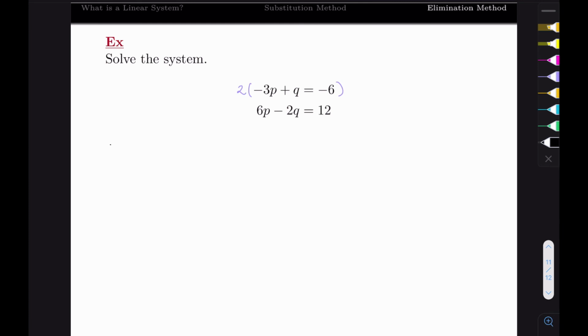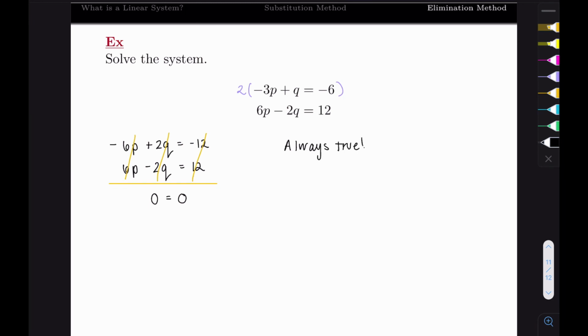So rewriting our system, our new first equation is negative 6p plus 2q equals negative 12. And then we have positive 6p minus 2q equals positive 12. And now if we go ahead and add these together, the p's cancel, but also the q's and also the negative 12s. So you end up with nothing on the left-hand side and nothing on the right-hand side. So in contrast to the case that we ended up with something that was always a false statement, this is always going to be true.